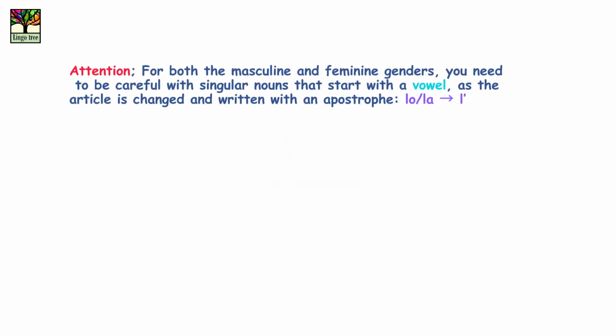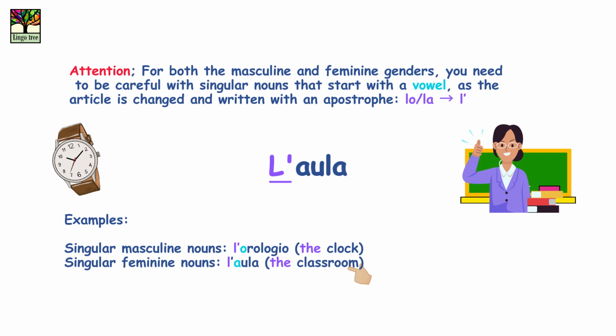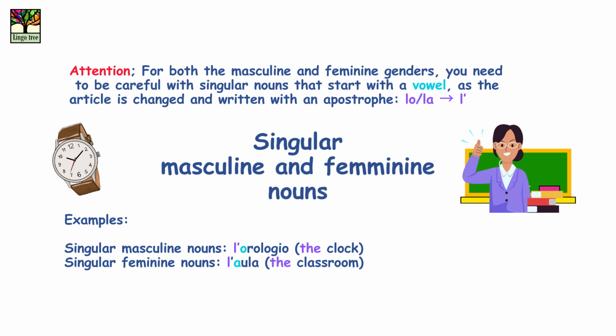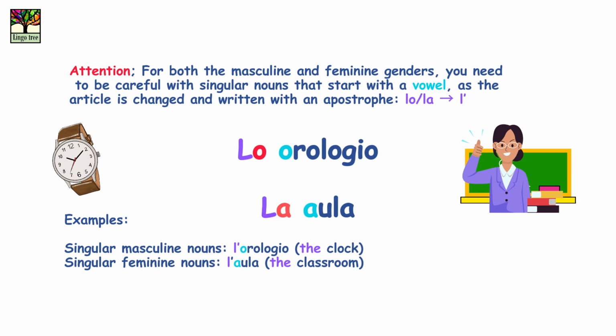For both the masculine and feminine genders, you need to be careful with singular nouns that start with a vowel letter. In this case, the article is changed and written with an apostrophe. Examples: the clock, l'orologio. The classroom, l'aula. Here, both examples, masculine and feminine nouns, start with vowel letters. Therefore the ending vowel letters, o and a, of the articles are removed and replaced by the apostrophe. The reason for this is that usually in Italian, we don't place two vowel letters next to each other.